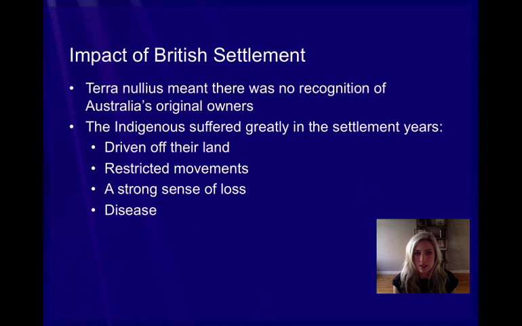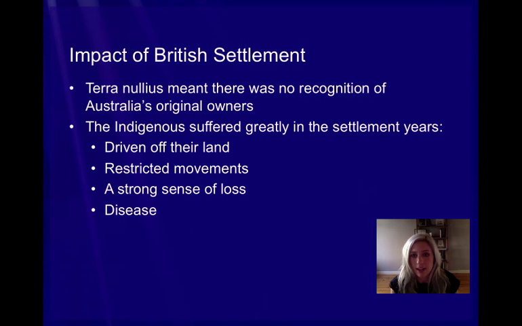Now, the impact of British settlement did impact a particular group badly, and we know that the Indigenous Australian population was impacted quite badly by the arrival of the Europeans. Terra nullius meant that there was no recognition of Australia's original owners. Because the Indigenous people weren't using the land for formal farming, the British did not recognise that they were the owners of the land.